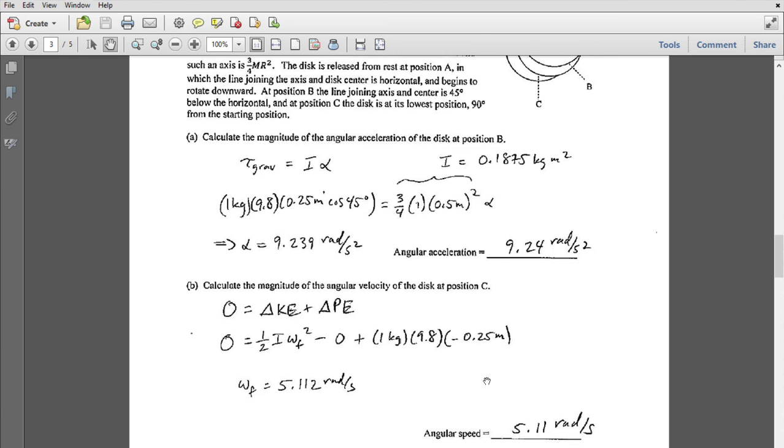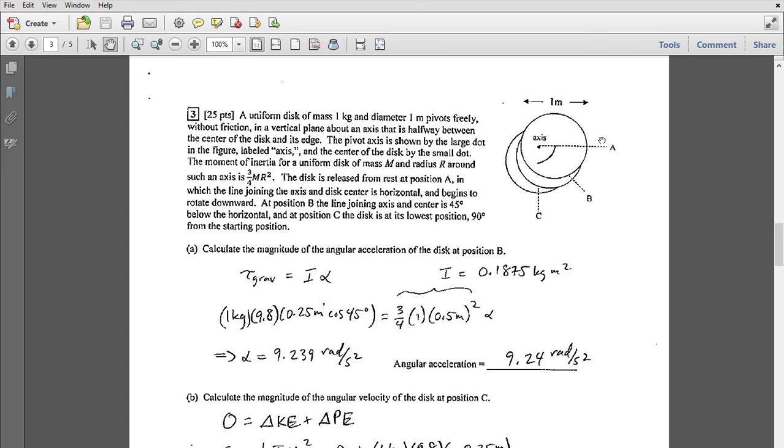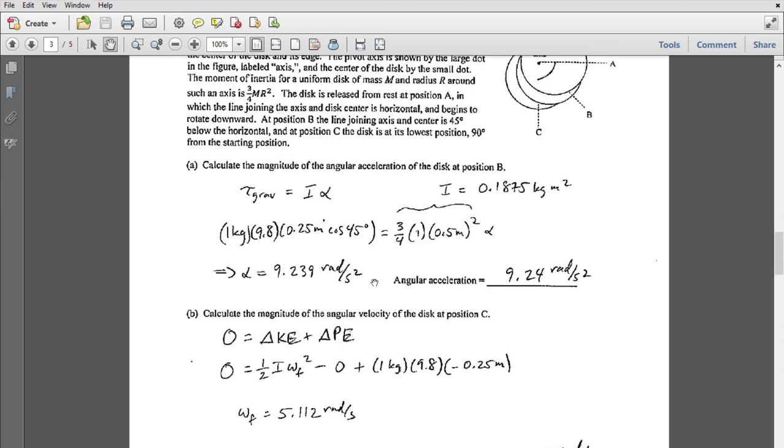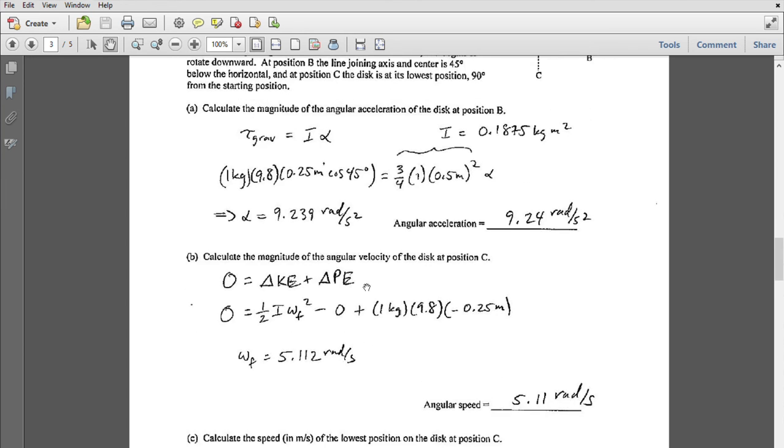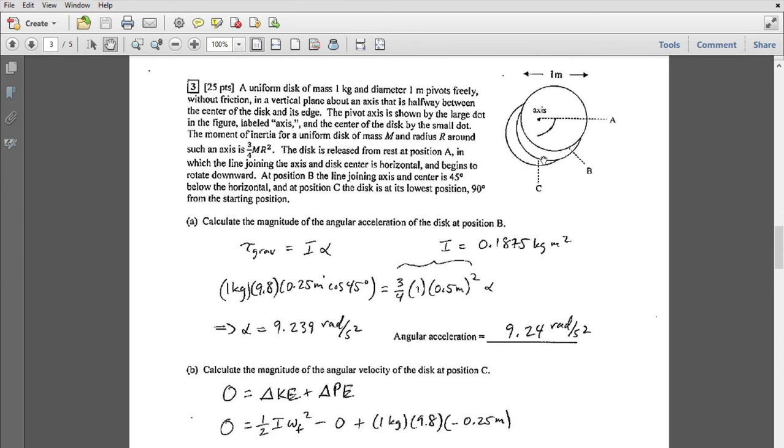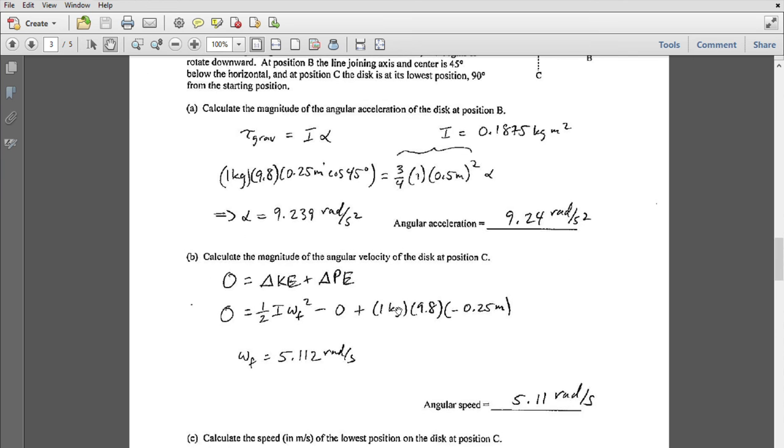B, calculate the magnitude of the angular velocity of the disk at position C. So we let it go from rest at position A, it swings down and it's zooming by C, on its way to going back up again, right? Calculate the magnitude of the angular velocity at position C. Now we can't use kinematics here because the angular acceleration isn't constant, as we explained in the videos. Angular acceleration is large here, it gets smaller and smaller, and it goes to 0 at C. So we can't use our constant angular acceleration equations. Instead, we have to use energy methods.